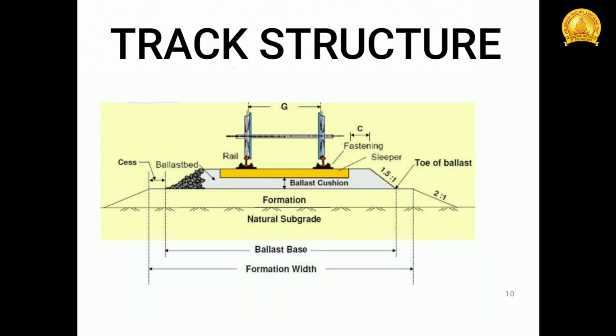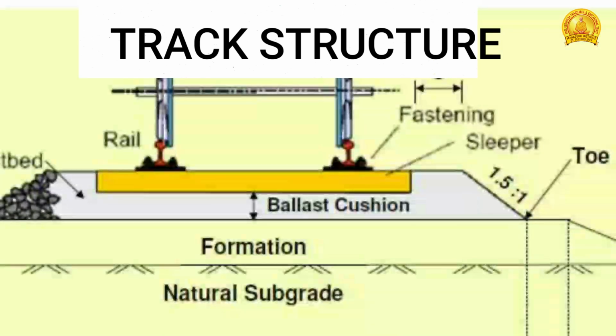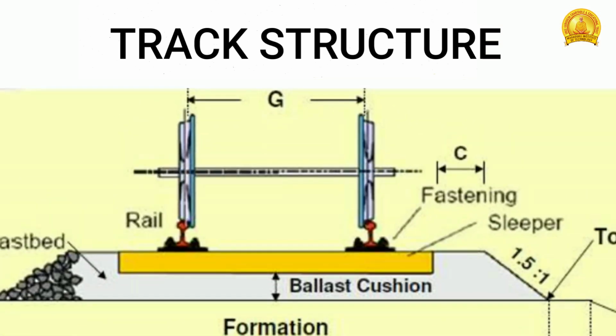This is the typical track structure, a sectional view. At the bottom, the formation width is there. Above the formation width, there is the ballast base. The formation is the natural subgrade itself. Then the yellow color shows the sleeper. Fastenings are also mentioned in this figure. Fastenings are the materials or instruments that we use to connect the rails to the sleepers. The red color shows the rails, and above the rails the wheels are shown.